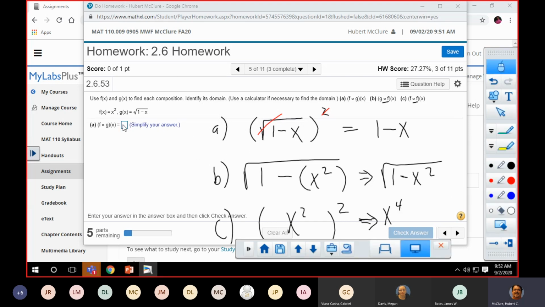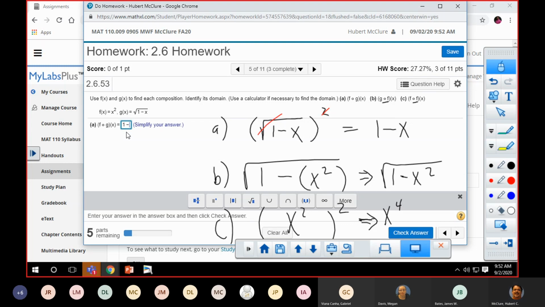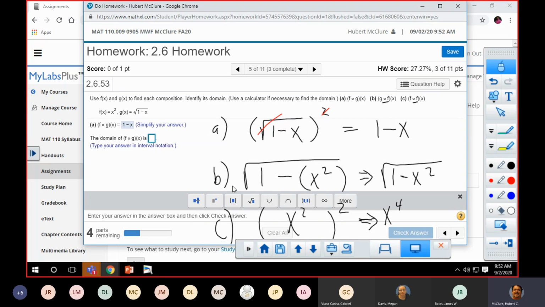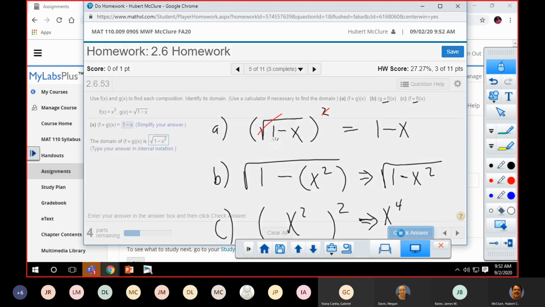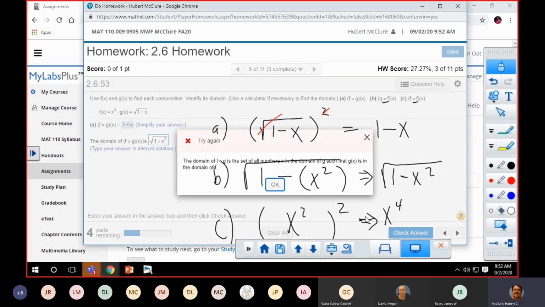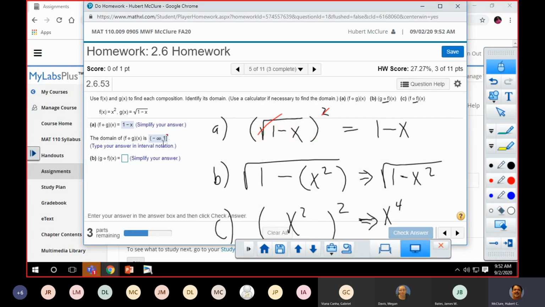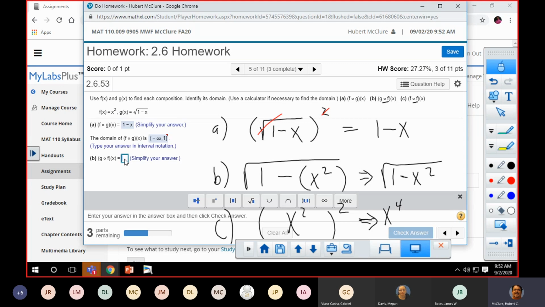So this will be 1 minus x, and this will be the square root of 1 minus x squared. They want you to finish it. So they probably want you to go ahead and take the square root of both. Oh, the domain. I'm sorry. They want you to do the domain of that function. Okay, I'm sorry. I didn't read the question. All right, then set the domain of that function.